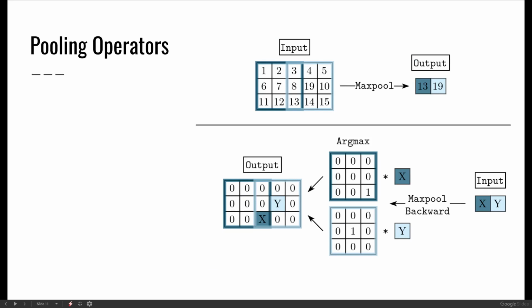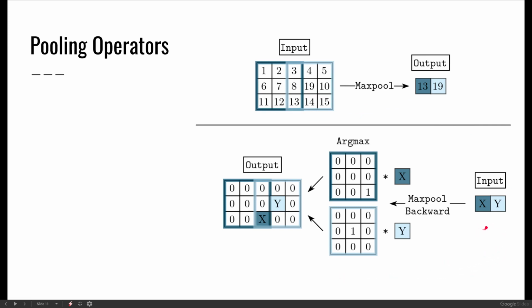Before going to the implementation in DaVinci, we need to understand how pooling works. Here I'm going to use Maxpool, and the forward implementation is straightforward. You take for each patch the max, so in this example here 13 and 19, and that's your output. But for the backward, it's a little bit different.